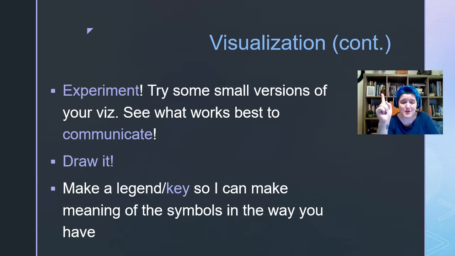And make sure you make a legend or key so that I can make meaning of the symbols in the way that you have, because otherwise it's just going to be data to me and not information, right? You've got to make sure that I can understand it, because if I can't understand it, then we are in trouble, and we don't want to be in trouble. Okay.